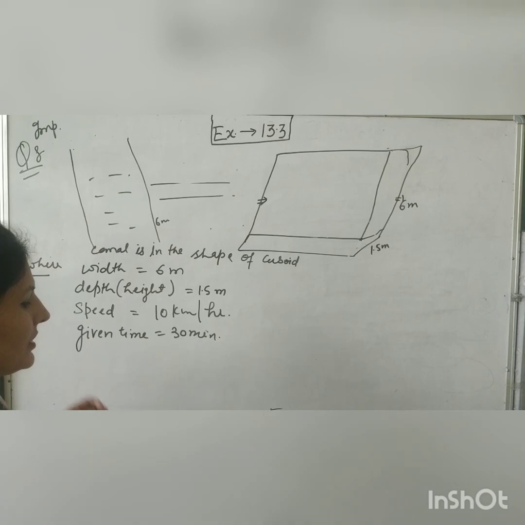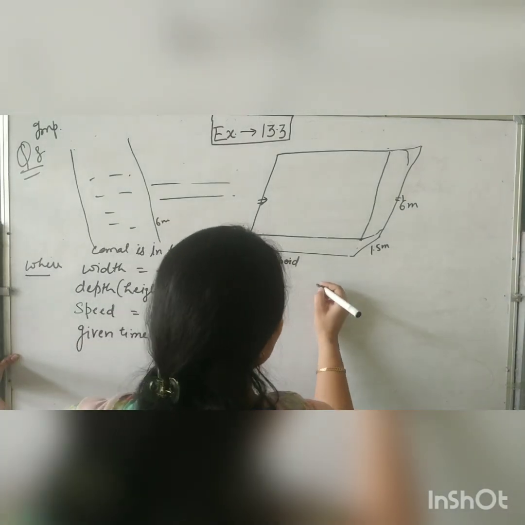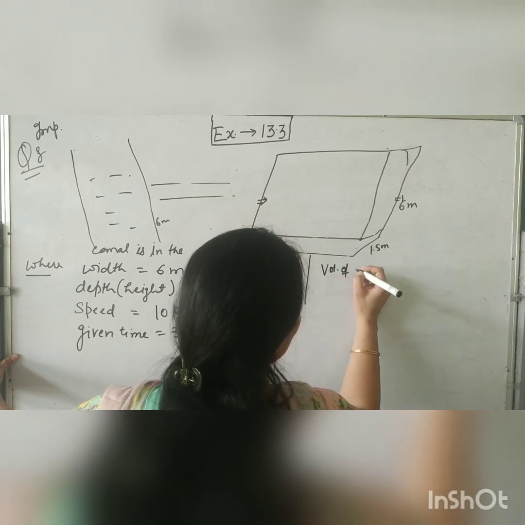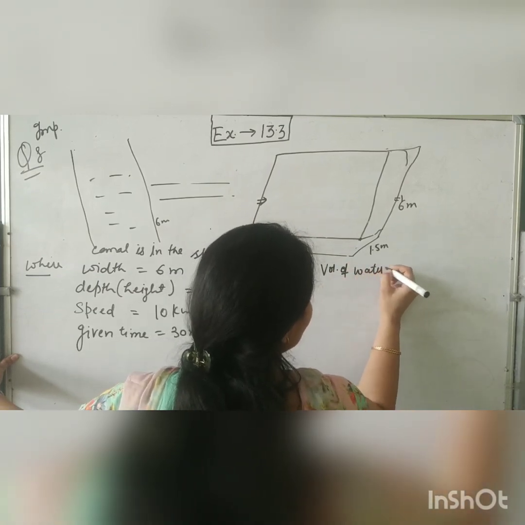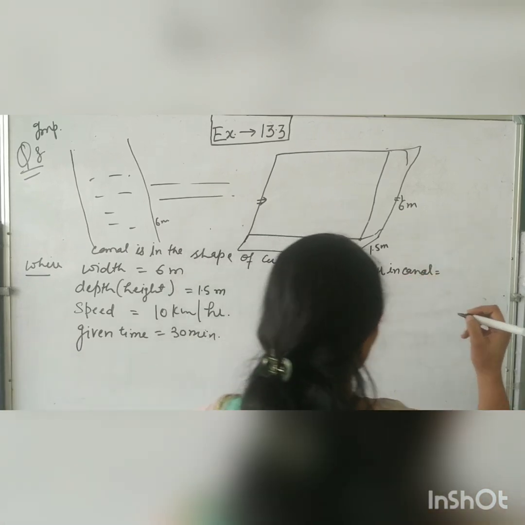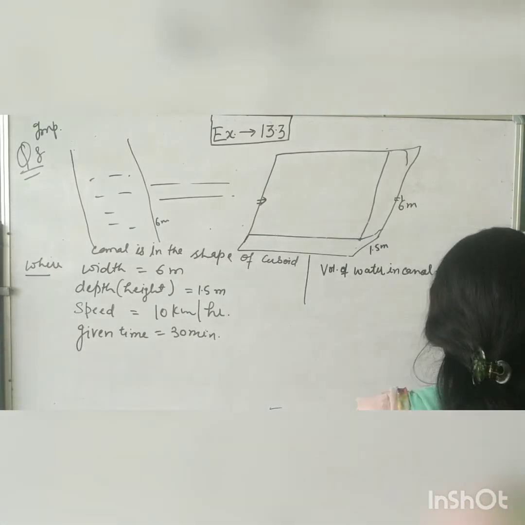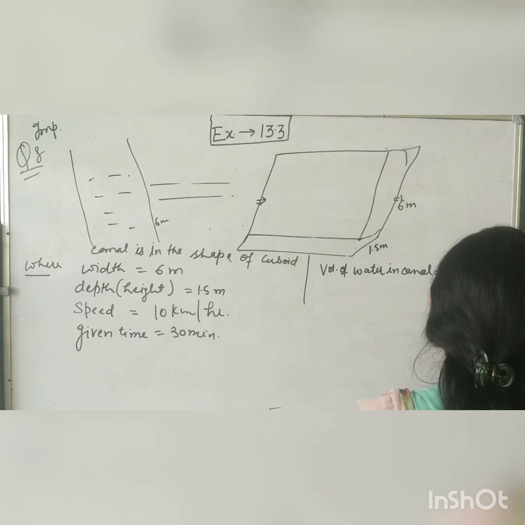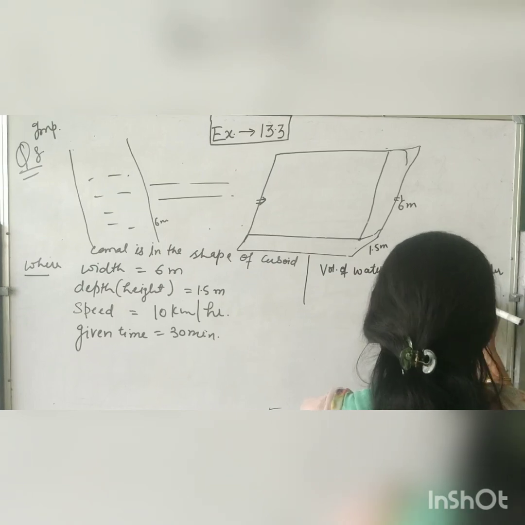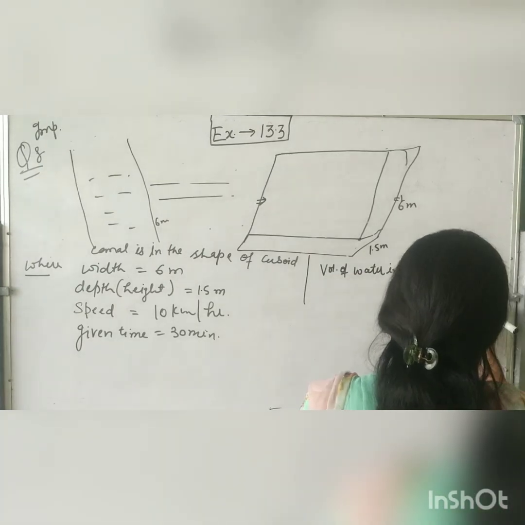तो हमारी इक्वेशन क्या बनेगी यहां से? वॉल्यूम ऑफ वाटर इन कैनाल दैट वुड बी इक्वल टू वॉल्यूम ऑफ वाटर फॉर इरिगेशन फील्ड.